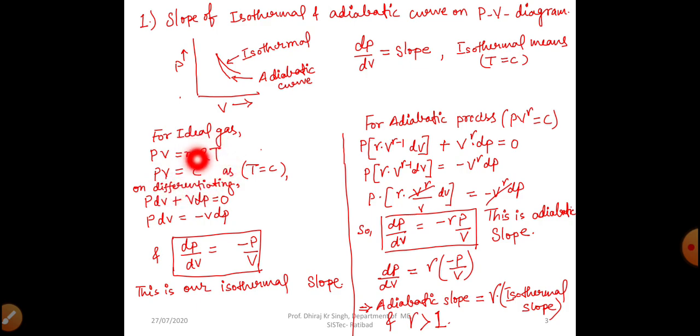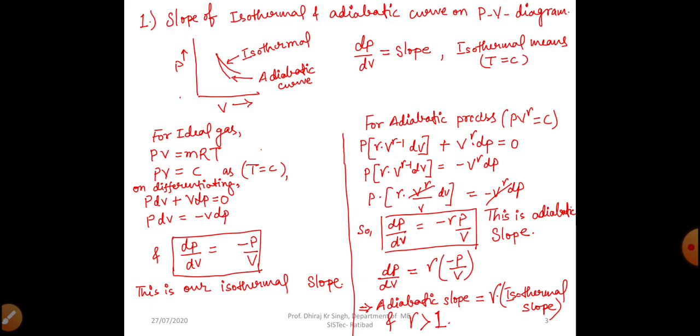As we know, in an isothermal process our temperature is constant, so we can treat the whole term mRT as constant, and PV equal to constant. On differentiating PV equal to C, we get PdV plus VdP equal to 0, because the differentiation of a constant is 0. Then we take VdP to the right hand side and get PdV equal to minus VdP. When we arrange it, we get dP by dV equal to minus P by V. So this is our isothermal slope, dP by dV equal to minus P by V.